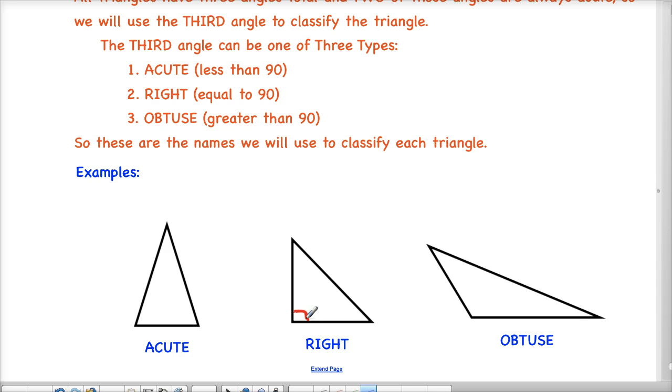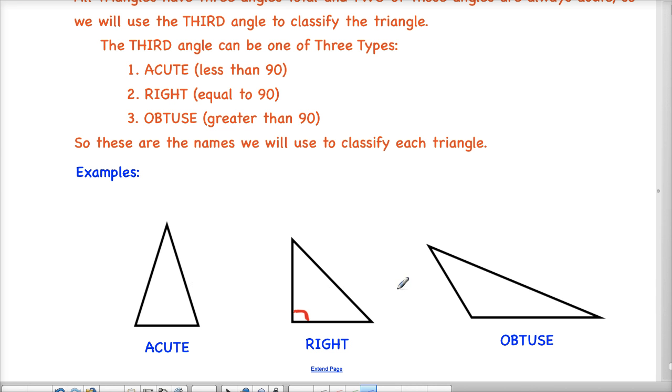Here, since I see a right angle, I am going to classify this triangle as a right triangle. So the triangle itself is called a right triangle because we see that right angle. And remember, we're always looking for that symbol of a box in the corner to mark a right angle. And here, we have an obtuse angle, right? We have an angle that is greater than 90 degrees. So that makes that an obtuse angle, and therefore it's an obtuse triangle.